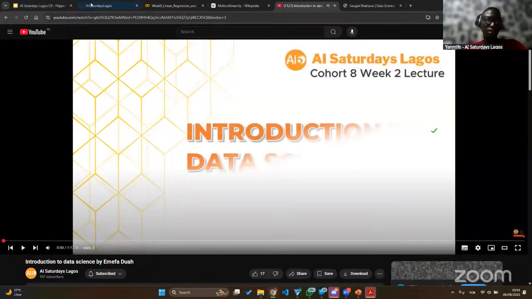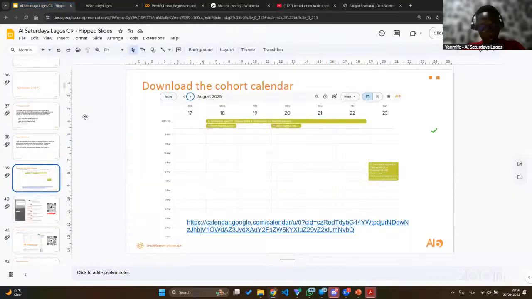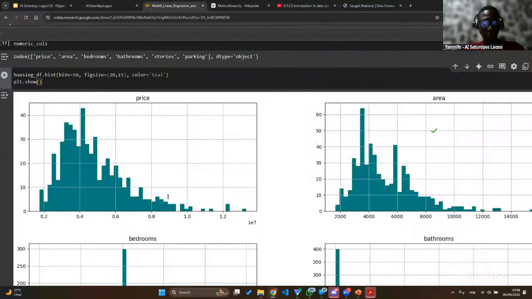Let me just go back to the notes for the sake of time. For linear regression, to get an optimum result from your linear regression model, if you have a continuous variable data set like this, you need to normalize it.